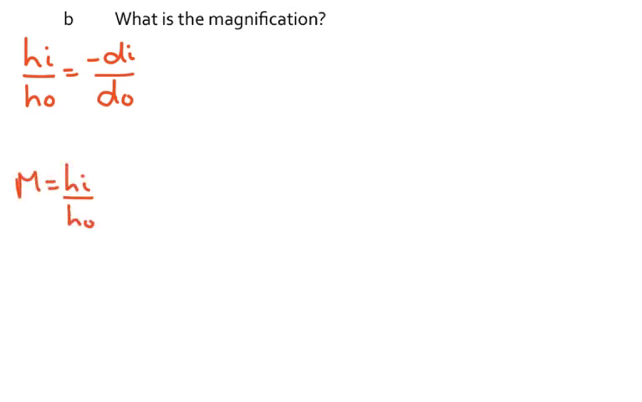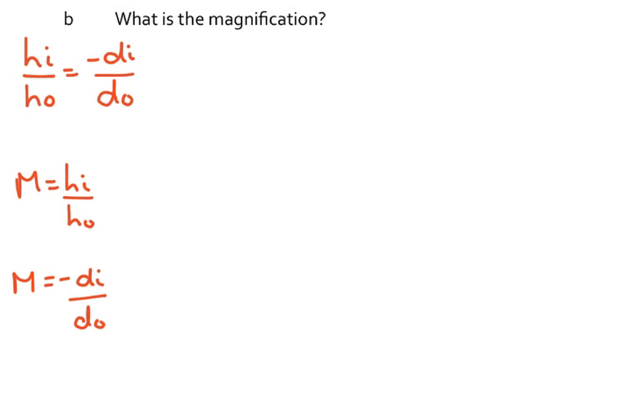Second part of the question, what is the magnification? So how much bigger or how much smaller does the image appear compared to the object? Well, we don't have one equation for magnification. We actually have 2 equations built into one. And we looked at those equations in example 2. It comes out of HI over HO equals negative DI over DO. And we can use either half of that equation to find the magnification. So either magnification equals HI over HO, or the magnification equals negative DI over DO.